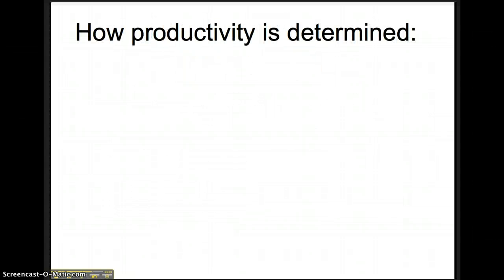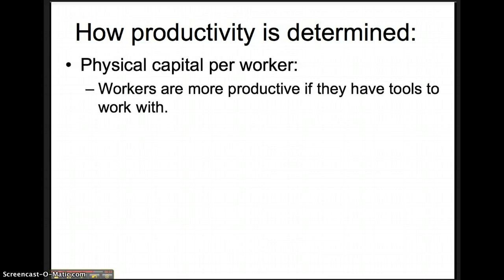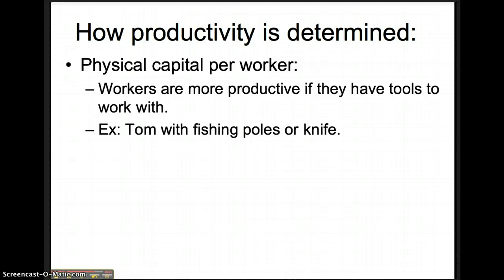There are four main factors that determine productivity. The first is the amount of physical capital per worker. Workers are more productive when they have tools to work with. Imagine if Tom had a fishing pole or a knife. He would be much more productive in catching fish and cutting vines with those tools.